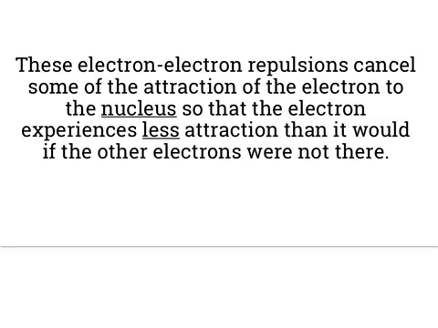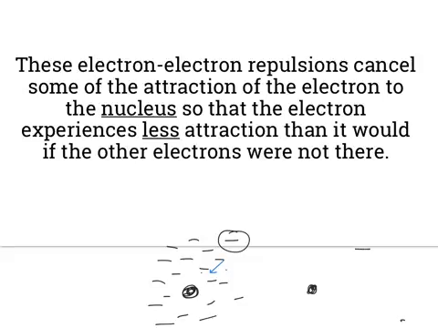So these electron-electron repulsions basically cancel out some of the attraction of the electron to the nucleus. Ultimately, the electron experiences less attraction than it would if the other electrons were not there. We're basically saying, here's our nucleus, and you've got electrons surrounding it, all the different orbitals, etc. And we're looking at this electron out here. What we're basically saying is that the attraction towards the nucleus is weaker than if there were no other electrons.